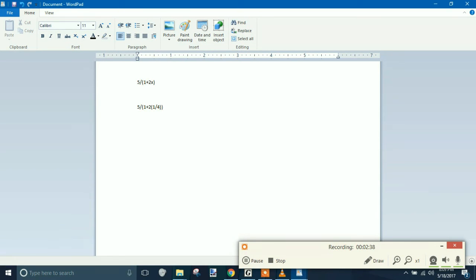1 plus 2 times 1/4. I've done that again because I accidentally put it into a bracket instead of a parentheses. And you will actually see that the final value of this number is 10/3. So that's what the function at 1/4 is equal to.